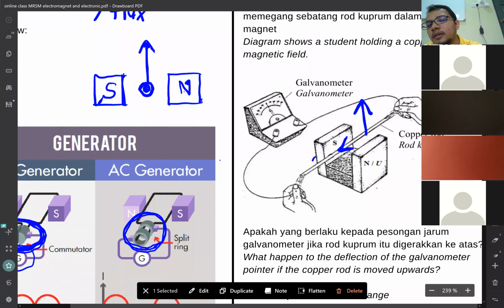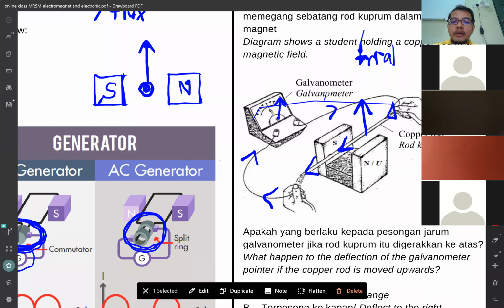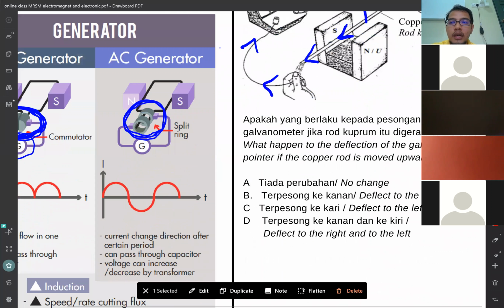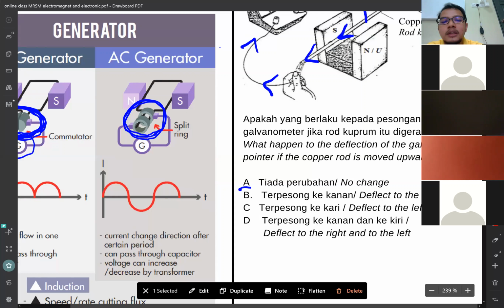So what happened to the galvanometer? The galvanometer will point there. Okay, this is a trial question. So where is the direction of the galvanometer pointer? The galvanometer pointer will deflect to the right.